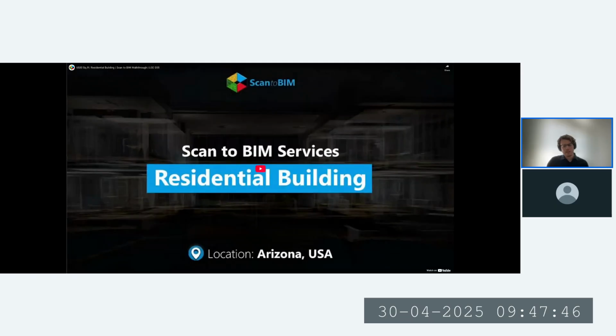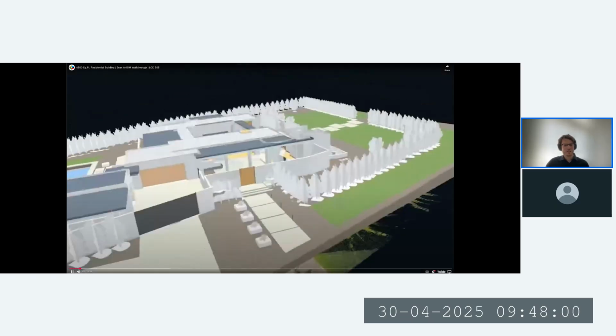Finally, I want to present an example also provided by ScanToBIM.Online, where they've deployed our object animation and used it to great effect.